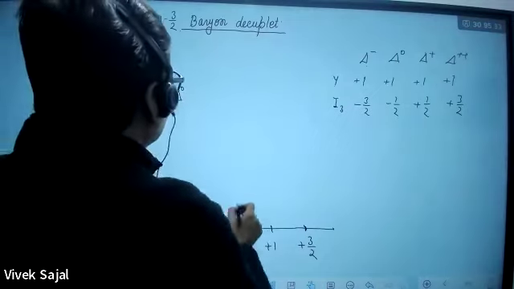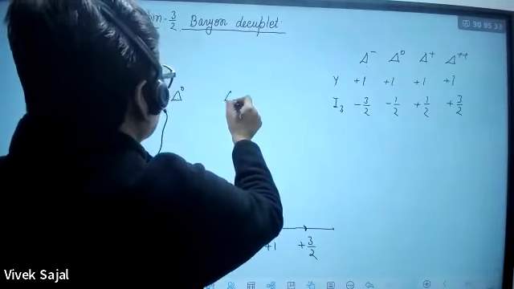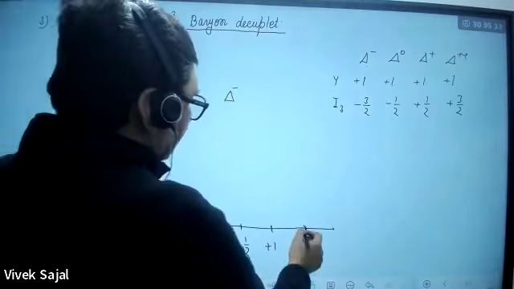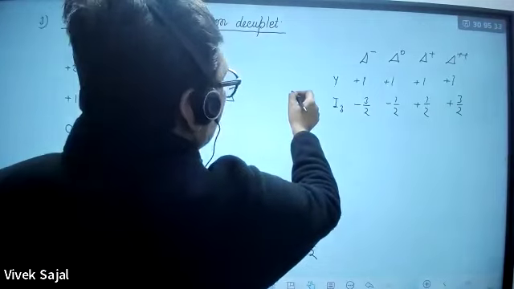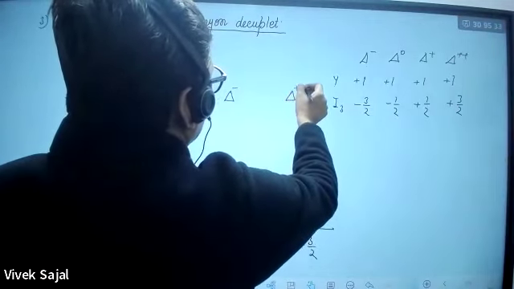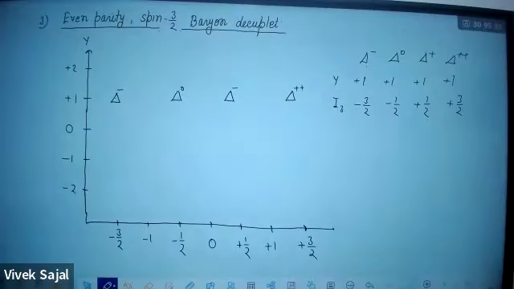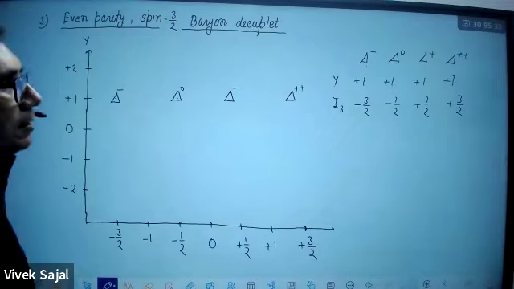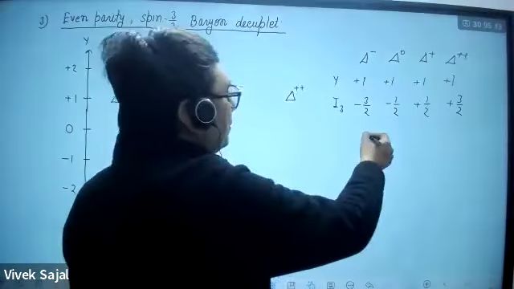This will be +1/2, delta plus. And this will be 3/2, delta plus plus. Okay. Next, there are sigma.